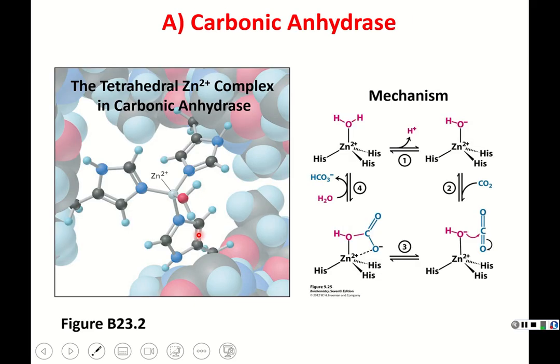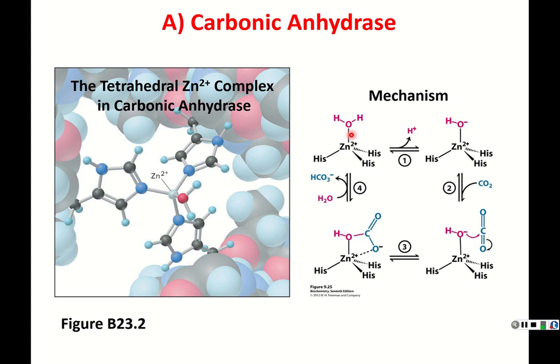Okay, so let's look at carbonic anhydrase first. Carbonic anhydrase is an enzyme, and it's responsible for eliminating CO2. I'm not going to ask you to draw out this mechanism, okay? The reaction it catalyzes is probably the thing you really want to know, as well as the fact that it's a tetrahedral zinc 2 plus compound in the active site.